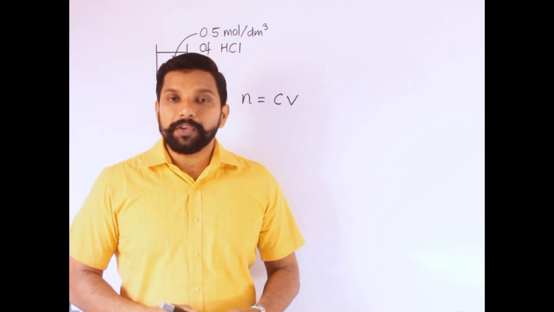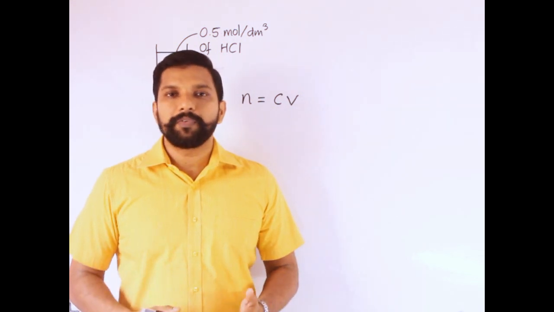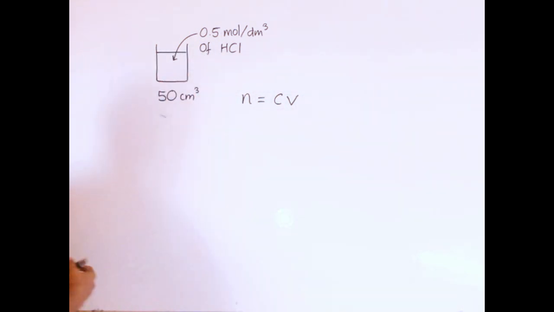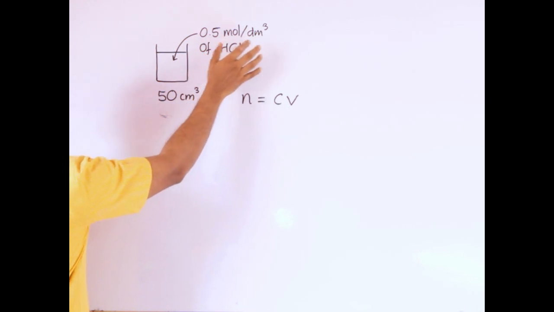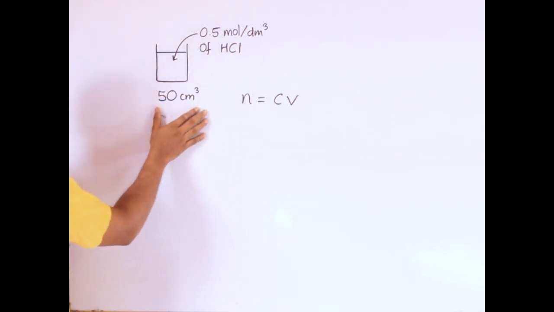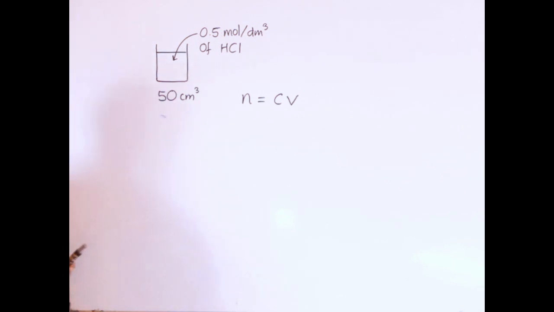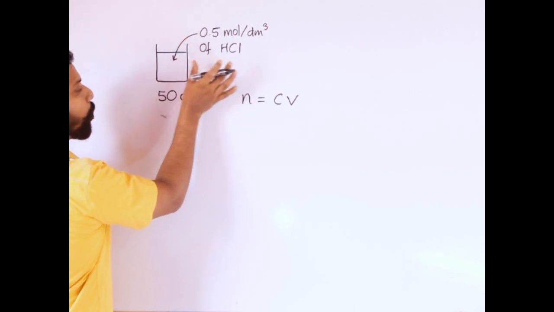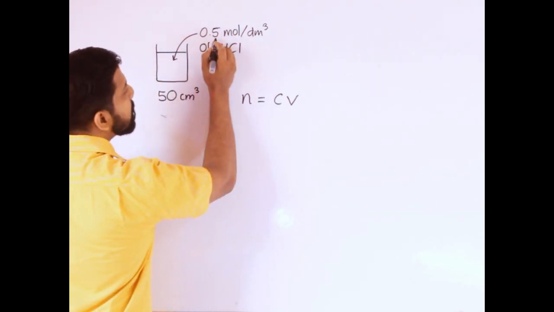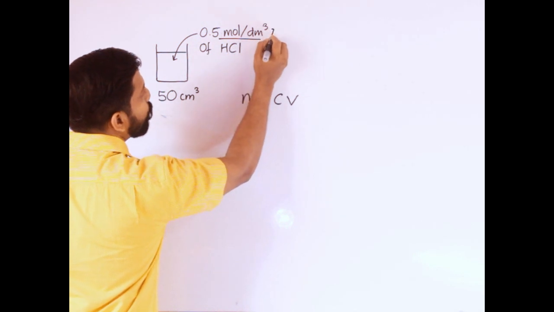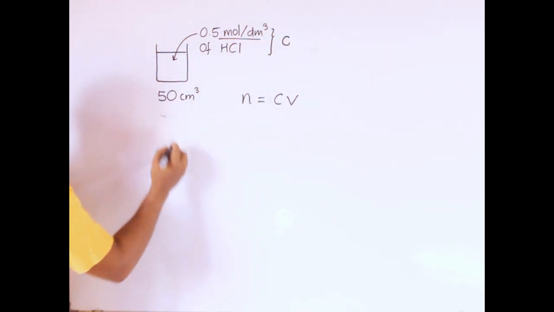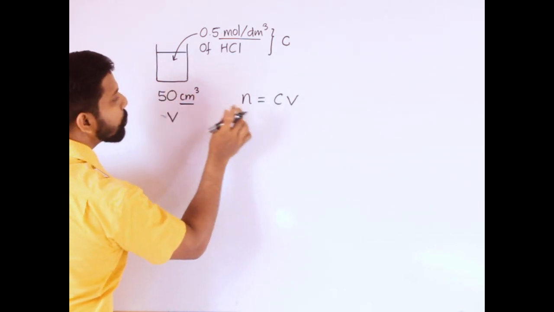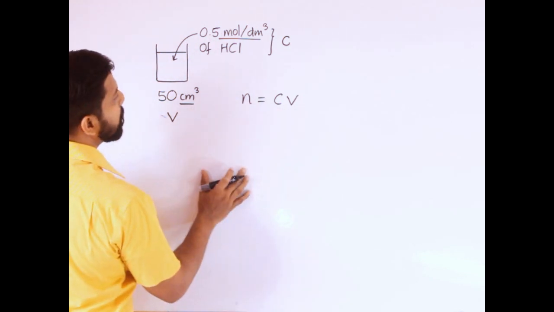Now we'll see how to calculate the number of moles dissolved when the concentration and the volume are given. Look at this example. 0.5 moles per dm cube HCl solution is given and it's a 50 cm cube portion. So always read your question and point out the data given. This is concentration, therefore this is C. And this is volume, therefore this is V. Know where to substitute in your n equals CV equation.